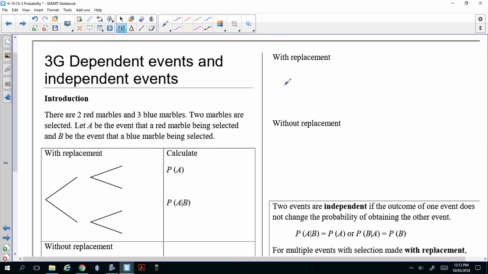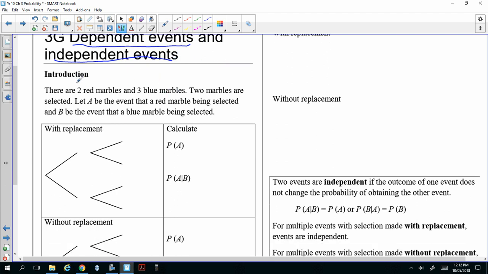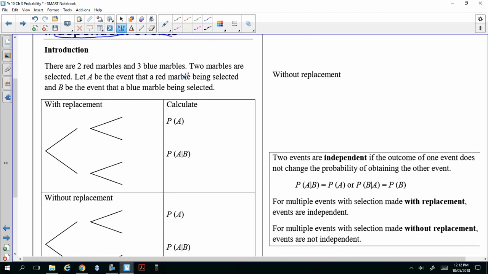Dependent and independent events. We're going to define what they mean. What are dependent and independent events? We're going to do an introduction. Let's look at a simple problem. There are 2 red marbles and 3 blue marbles. 2 marbles are selected, and let A be the event that a red marble is selected. Let B be the event that a blue marble is selected.